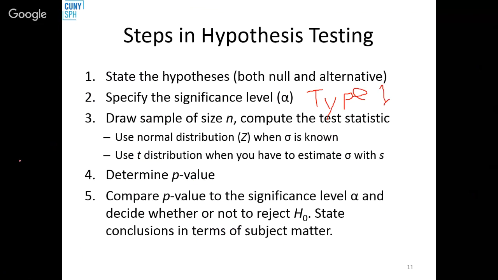Type 1 error rate. The third step is to take your data, your sample of size n, and compute the test statistic. For now, your test statistic is just your sample mean minus the hypothesized mean over your standard error. The test statistic is the same, but it will be compared to two different distributions depending on whether sigma is known or whether it's estimated as S.